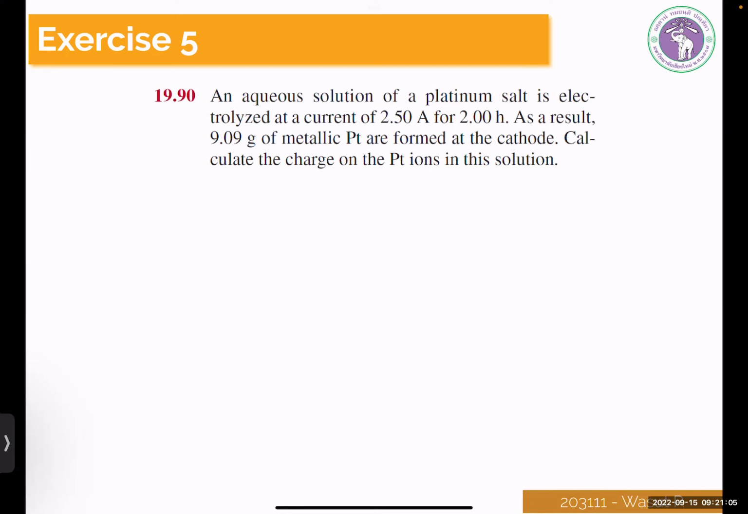Okay, now, last one. An aqueous solution of platinum salt is electrolyzed at a current of 2.50 amperes for 2 hours. As a result, 9.09 grams of metallic platinum are formed. So I want to calculate the charge on platinum ions in this solution. Well, I don't know the charge, but I know it exists as a positive charge. So Pt^n+ plus n moles of electrons goes to Pt, right? I want to find what this value of n is.